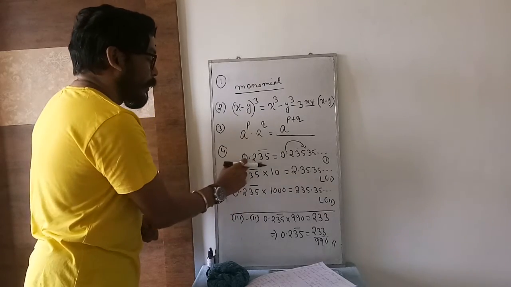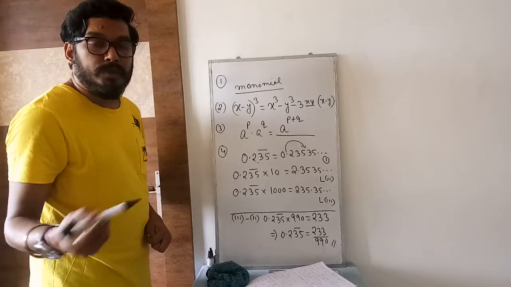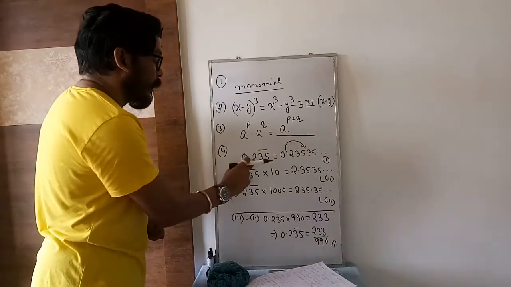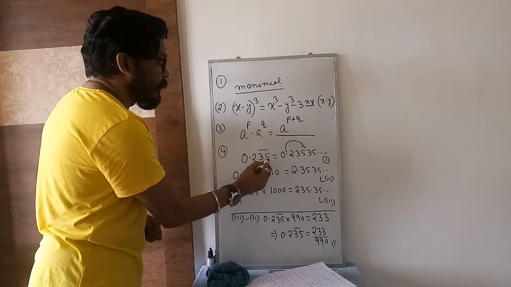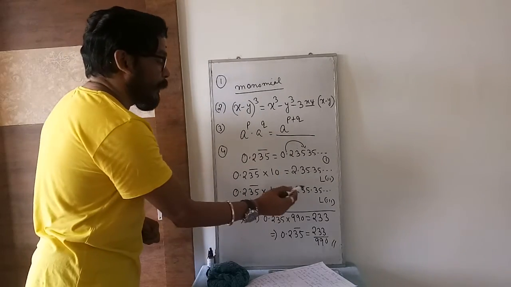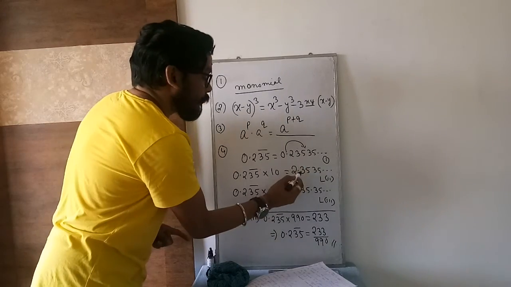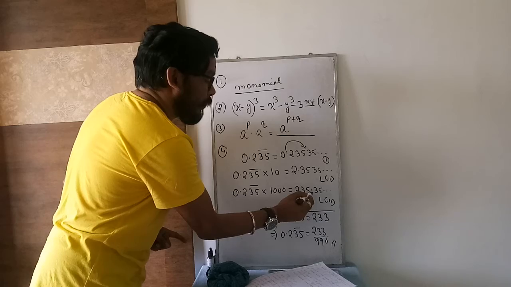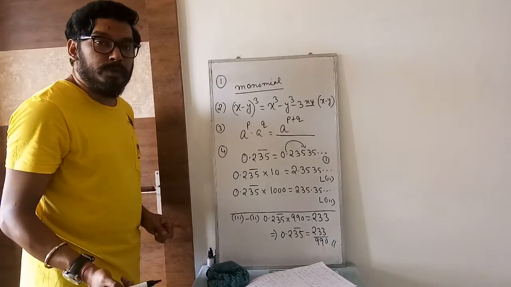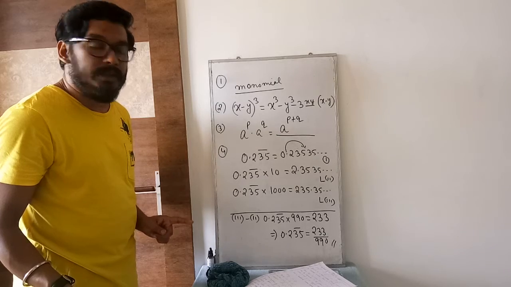Equation 2. After the decimal here it is 2, and there it is 3. It is not matching, so I have to go for further calculation. In the decimal part there are 3 digits, so multiplied by 1000, the decimal shifts 3 digits: 235.35. Now after the decimal here it is 35, and here also 35. Now you can do minus: equation 3 minus equation 2. Why equation 3 minus equation 2?